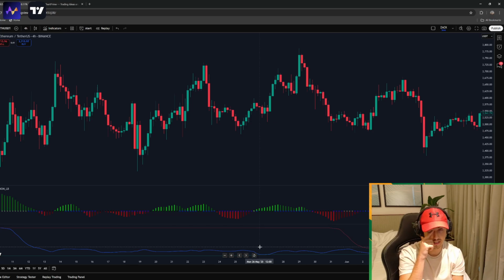Would I rate it a 10 out of 10? No, I'd probably give this indicator a 5 out of 10. It does its job. It does what it says on the tin. Is it remarkable at anything? No, not really.